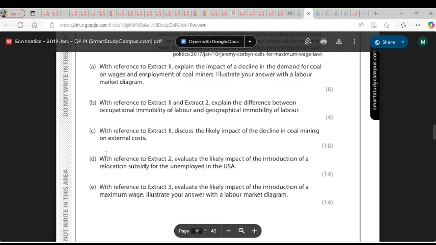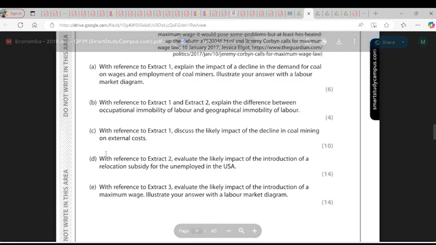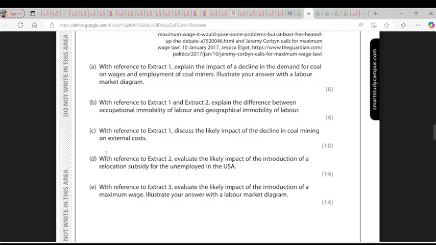So with reference to extracts 1 and 2, explain the difference between occupational immobility of labor and geographical immobility of labor. Occupational immobility of labor is the inability of workers to switch from one job to another, maybe due to lack of skills. Based on the case study, they lack transferable skills. Maybe because they are old. No, there's no one that is too old to learn. Do you understand? They lack the skills anyway, so that makes it difficult for them. They lack the flexibility to switch from one job to another. That is occupational immobility of labor.